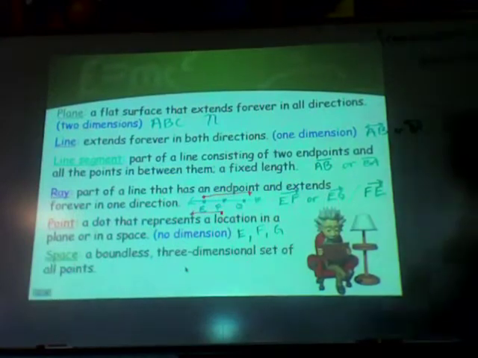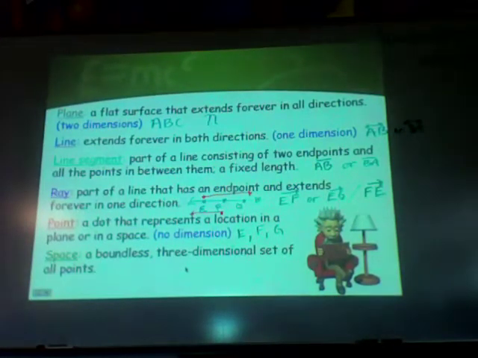A single letter represents a point. And then if you're in the back, you might have to stand up to see this, but I'll read it out to you. Space is a boundless, 3-dimensional set of all points. A boundless, 3-dimensional set of all points.